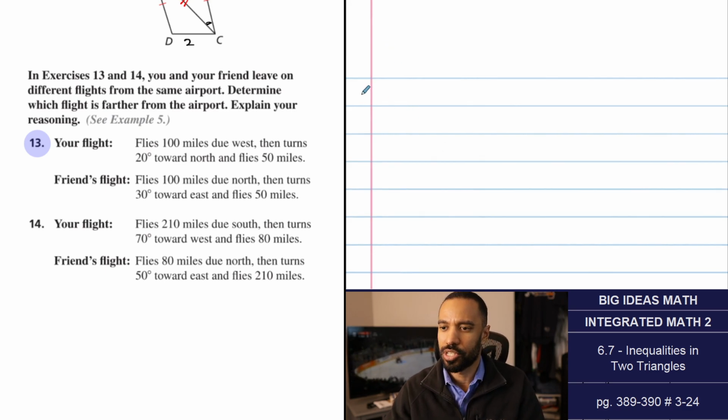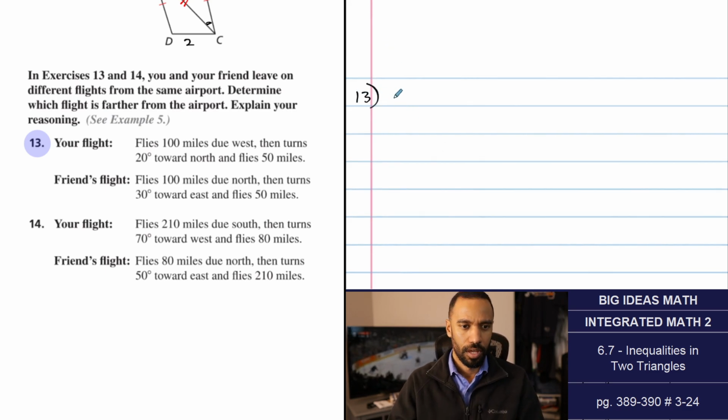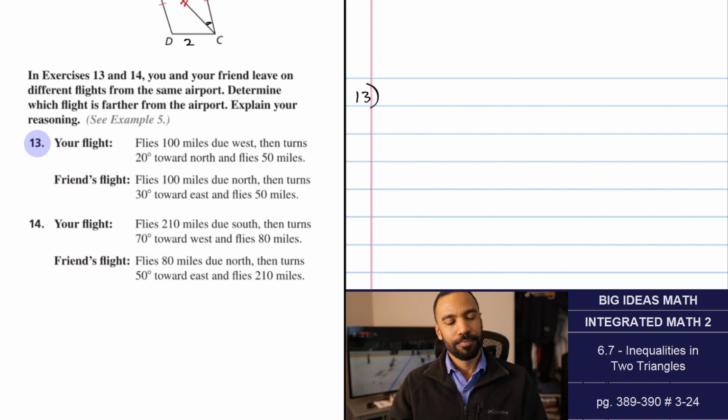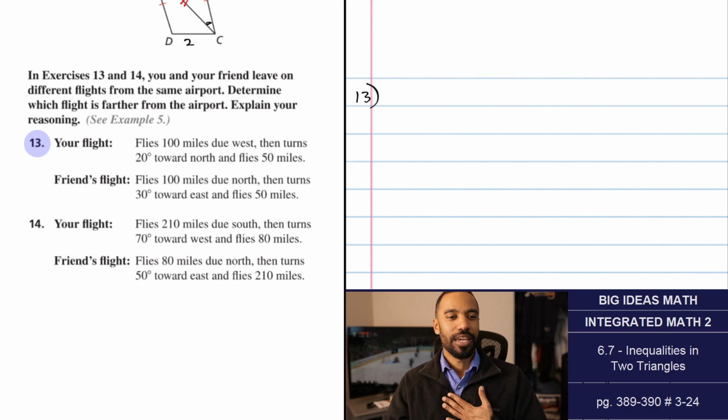In exercises 13 and 14, you and your friend, let me hiccups. Give me a second. I'm holding my breath after drinking water. Hopefully that's good enough. Okay.